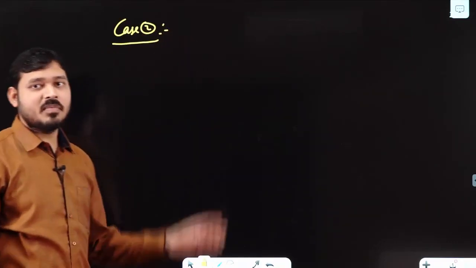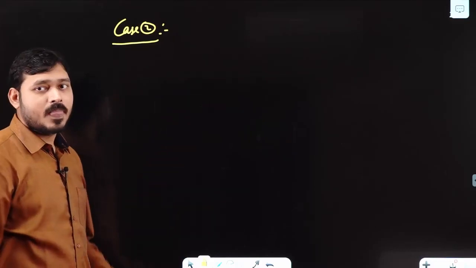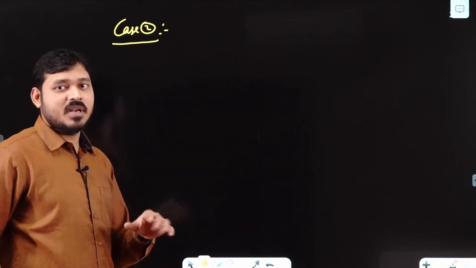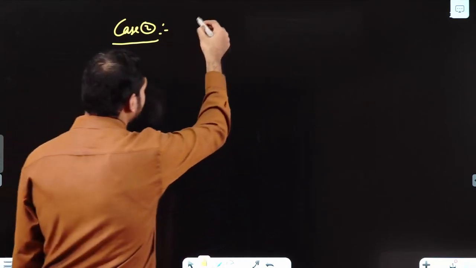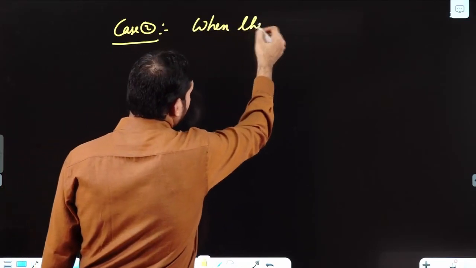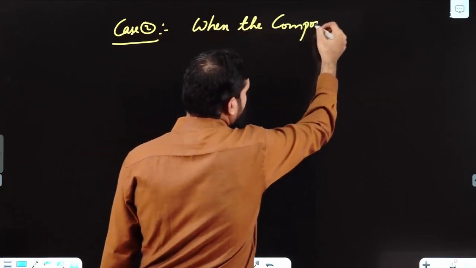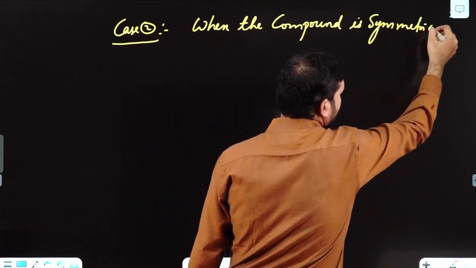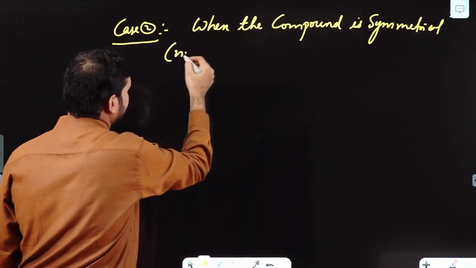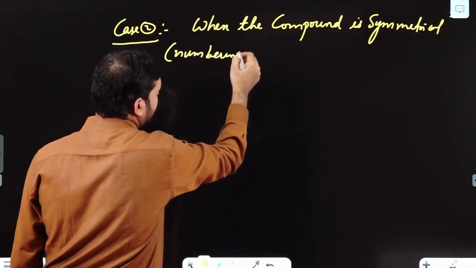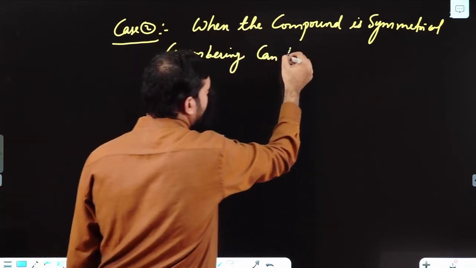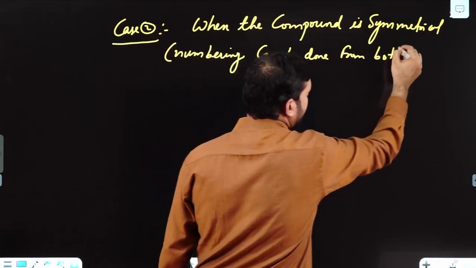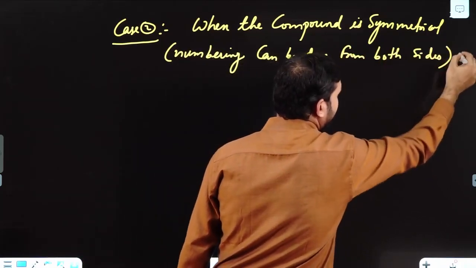So dear students, now let me take you to different examples. Case 2. Okay, now what is case 2? When the compound is symmetrical. Symmetrical in the sense it can be numbered from both the sides. Numbering can be done from both sides.